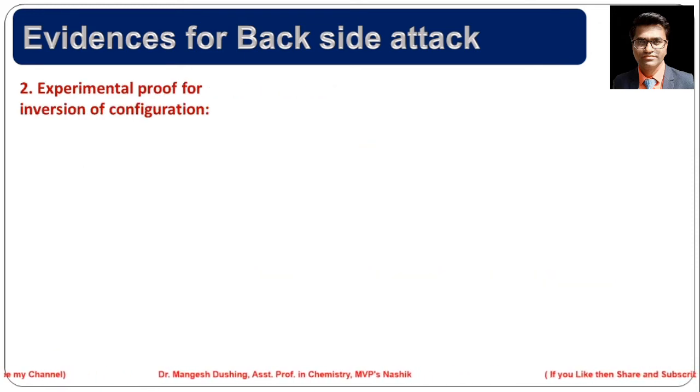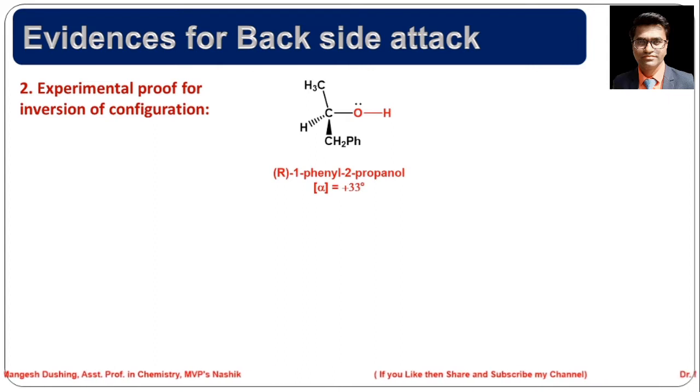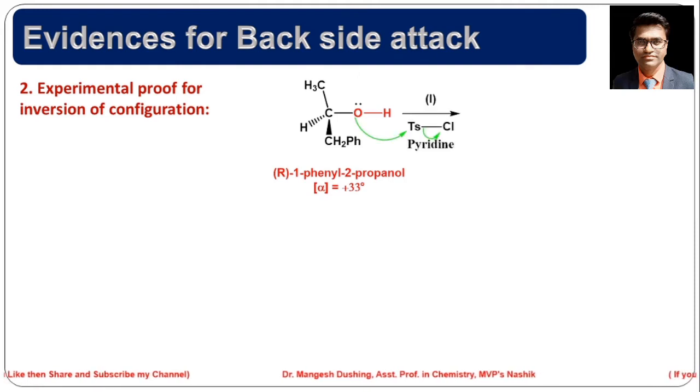Now we will see the second experimental proof for the inversion of configuration, evidence for the backside attack. For example, this is the molecule R-1-phenyl-2-propanol. So this is the chiral carbon. The stereocenter is R. The specific rotation is plus 33 degrees. Then we reacted this with tosyl chloride in basic condition. Tosyl, that is para-toluenesulfonyl chloride. This reagent is used to activate alcohols.